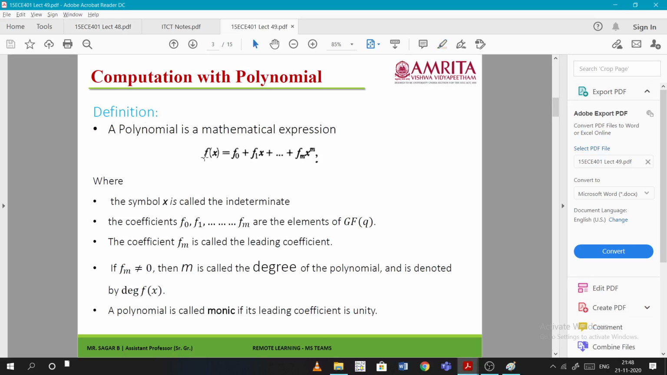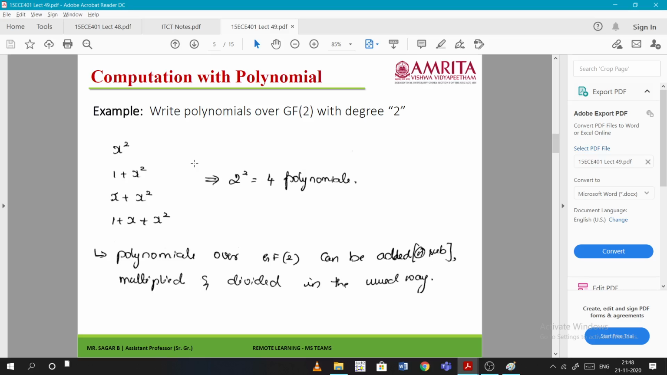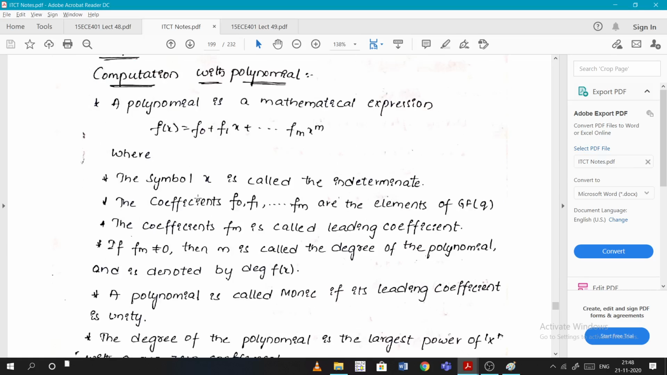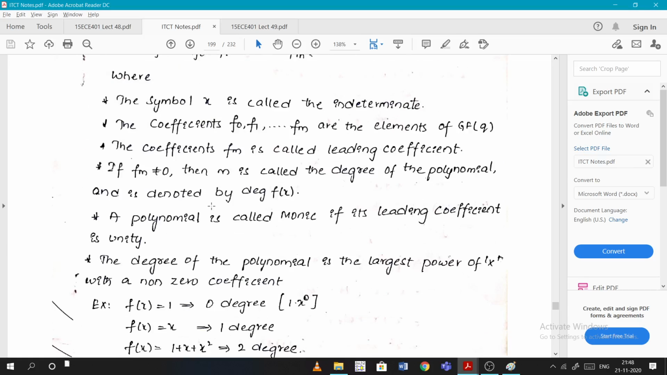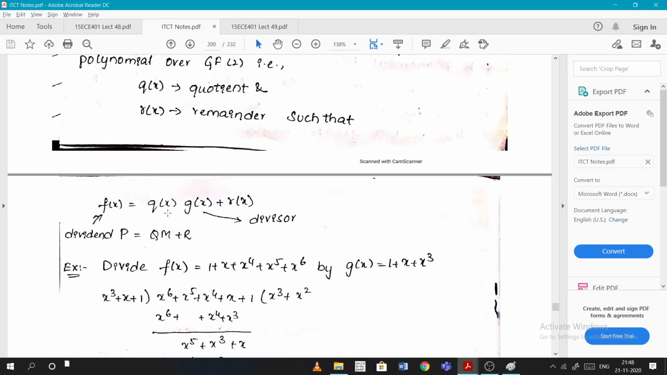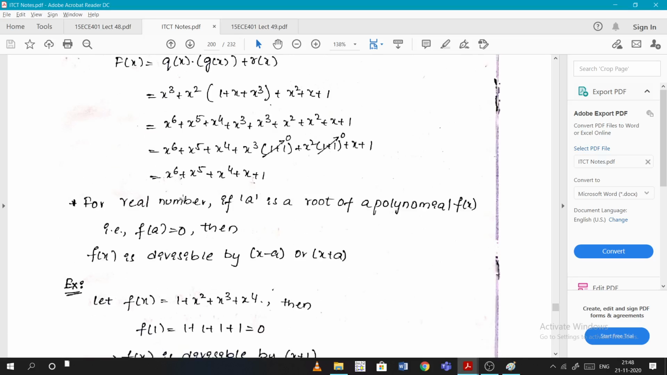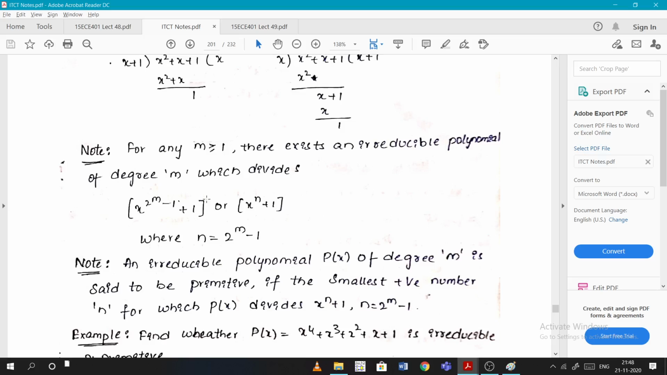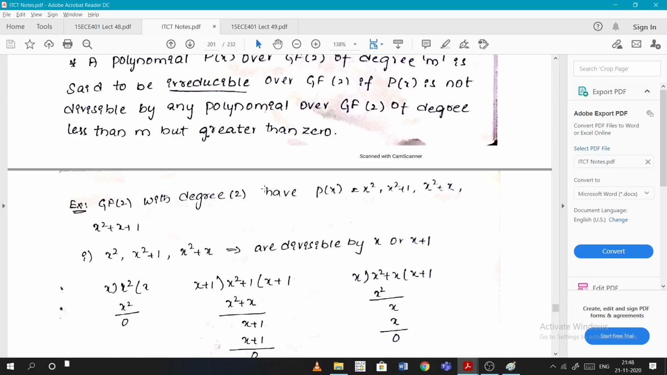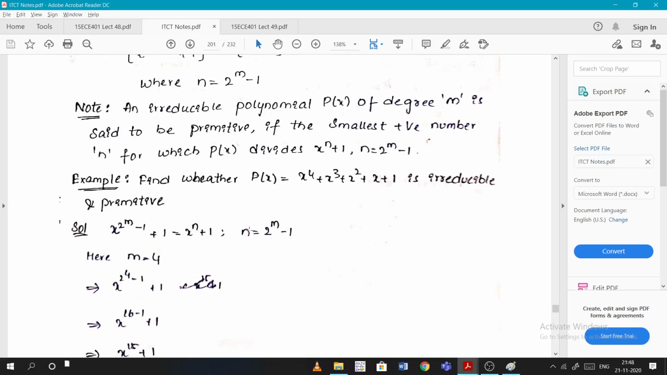So how to find whether it is irreducible or not, we'll see here. For a given polynomial, m is the highest degree of the polynomial. For example, here p of x is x power 4 plus x cube plus x square plus x plus 1. Here the highest degree is 4, right? So m will be 4.